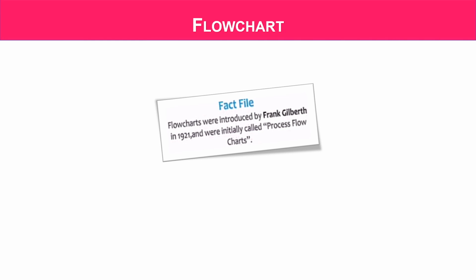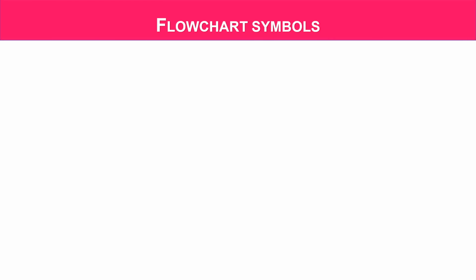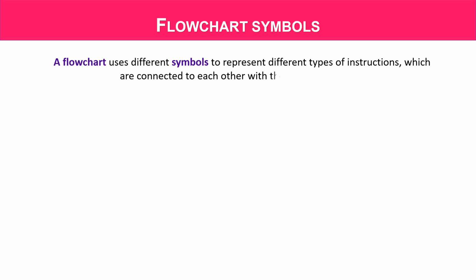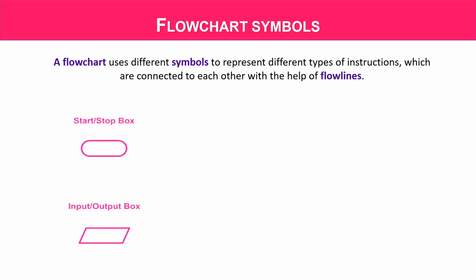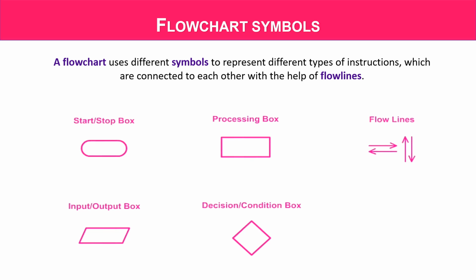Here's an important fact. Flowcharts were introduced by Frank Gilbreth in 1921 and were initially called process flowcharts. Flowchart symbols. A flowchart uses different symbols to represent different types of instructions, which are connected to each other with the help of flow lines, like start or stop box, input or output box, processing box, decision or condition box, flow lines, and finally connectors.